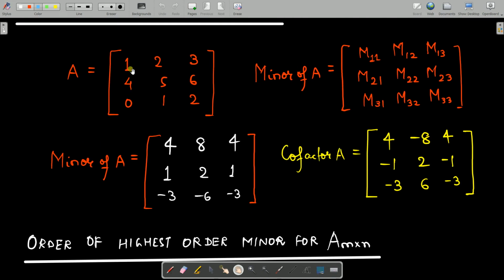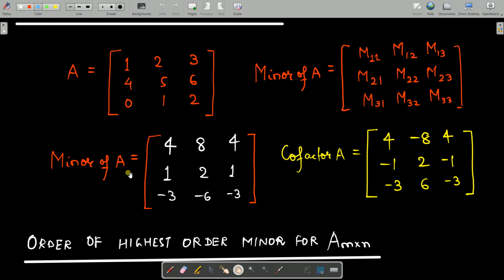So if you calculate the minor of 1, what will that be? Determinant of 5, 6, 1, 2, which is 5 twos are 10 minus 6 into 1, 6. So 10 minus 6 is 4. Minor of 2 is what? Minor of 2 will be 4 into 2, 8 minus 0, which is 8, and so on. You need to fill all these elements, so you'll get the value of minor.